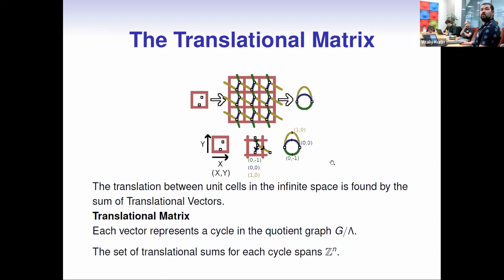So now I'll introduce the way in which we store the data of the translational vectors, which is in this translational matrix. And this is how we know when the full graph is connected, and also how we know if a cycle is important to be added. So each vector represents a cycle that's been added.